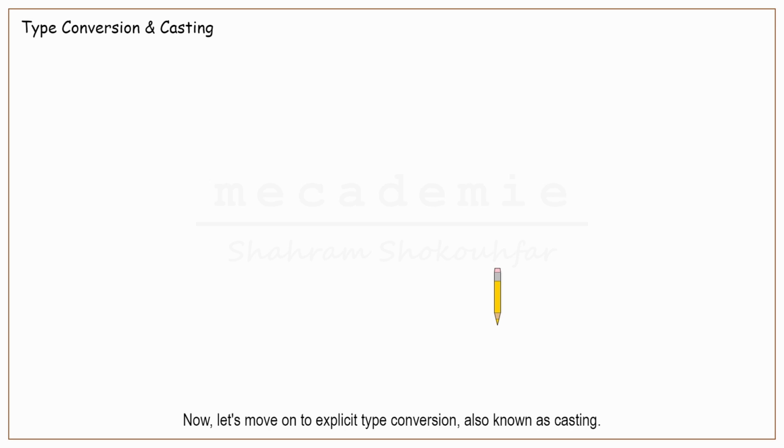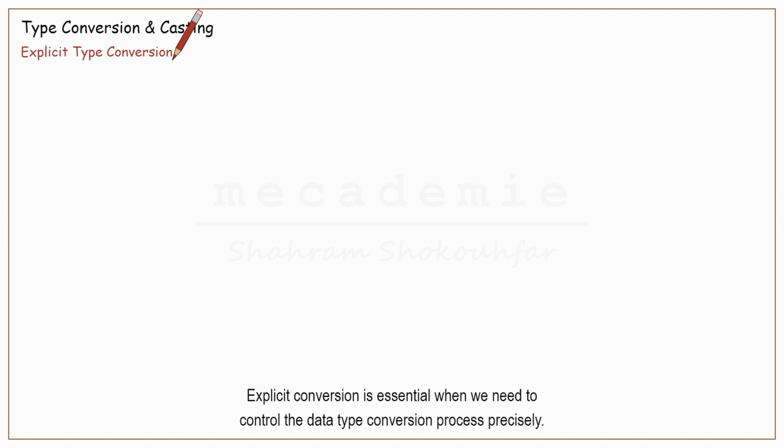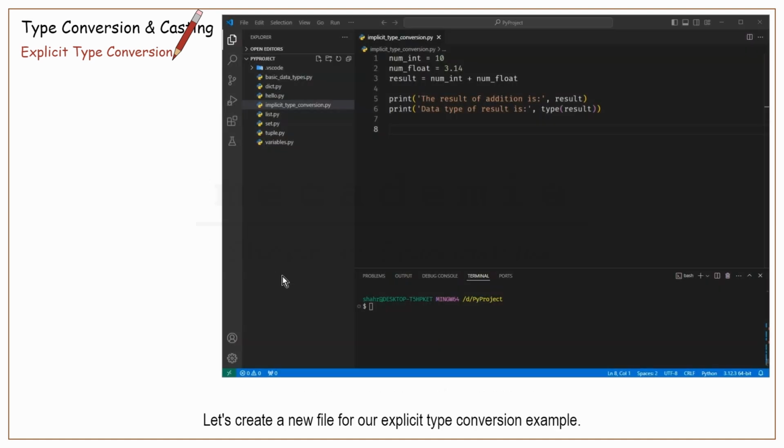Now let's move on to explicit type conversion, also known as casting. This is when we manually convert one data type to another using built-in functions like int, float, str, and so on. Explicit conversion is essential when we need to control the data type conversion process precisely. Let's create a new file for our explicit type conversion example.